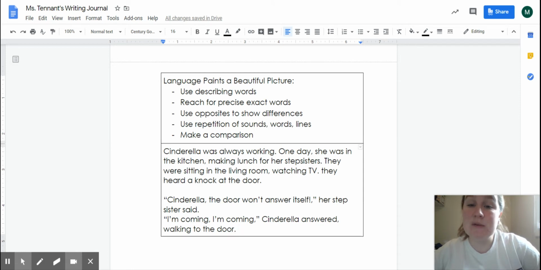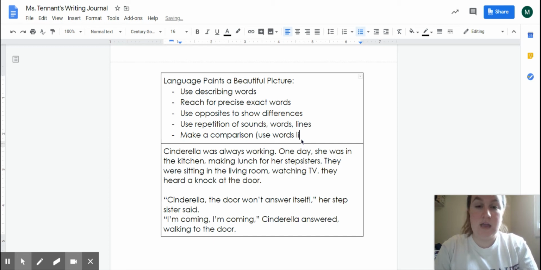You could use opposites to show differences. Use repetition of sounds, words, or lines. So you could repeat the same phrase or the same word. That definitely helps paint a picture. And you can make a comparison. And sometimes when you compare, you can use words like or as. Those are two really great comparison words that you could use.